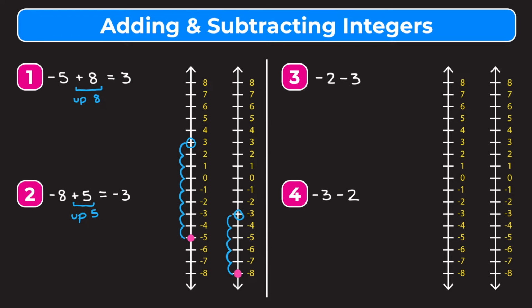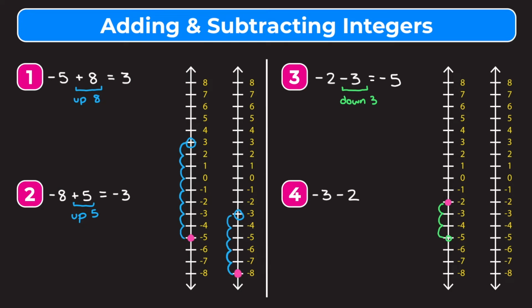So number 3 is negative 2 minus 3. So again, we're going to use our vertical number line. So we're going to start at negative 2. And then this minus 3 is going to tell us to go down 3. So if we're adding, we go up. If we're subtracting, we're going to go down. So now we're going to go down 1, 2, 3. And we're going to end up at negative 5. So we get that negative 2 minus 3 is equal to negative 5.